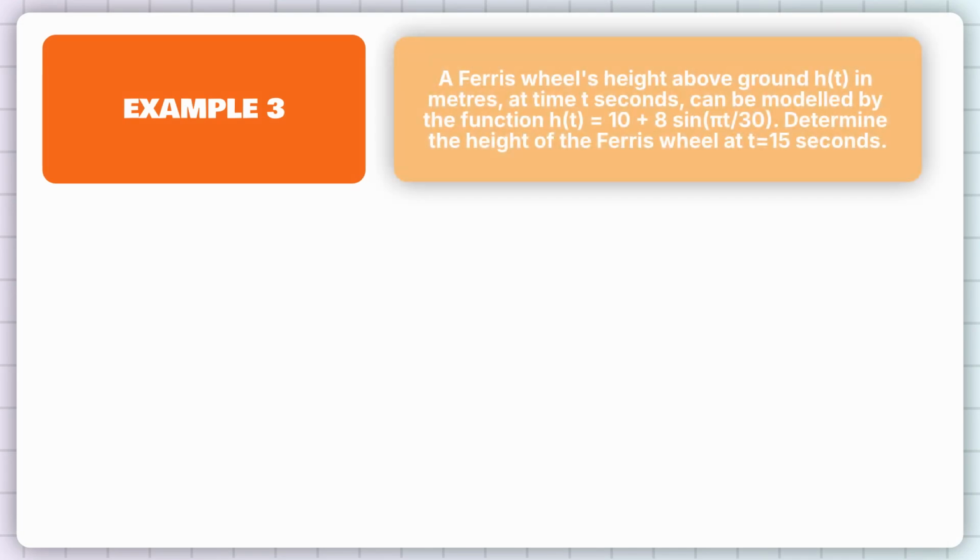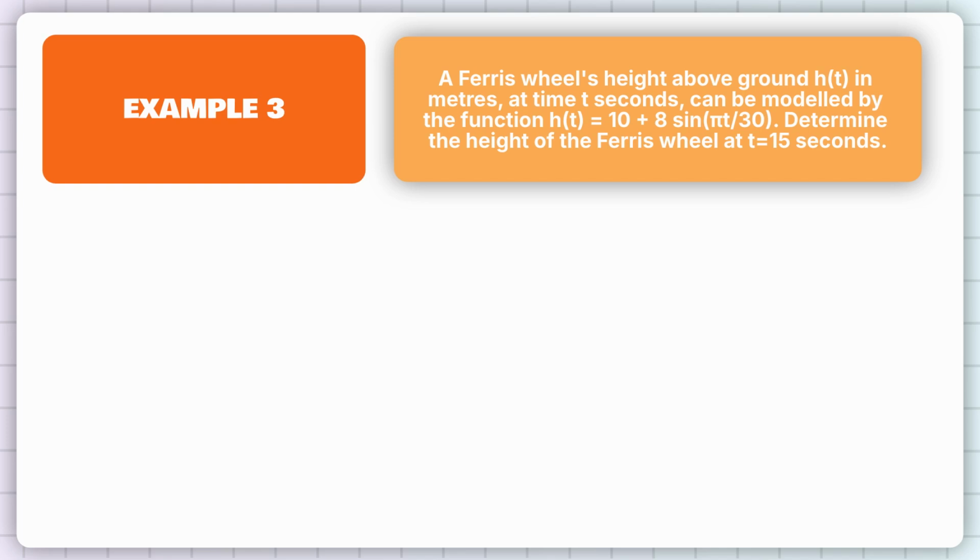Our final example will involve solving a real-world problem. Here, a Ferris wheel's height above ground, h of t in meters, at time t seconds, can be modeled by the function h(t) = 10 + 8 sin(πt/30). Determine the height of the Ferris wheel at t = 15 seconds.